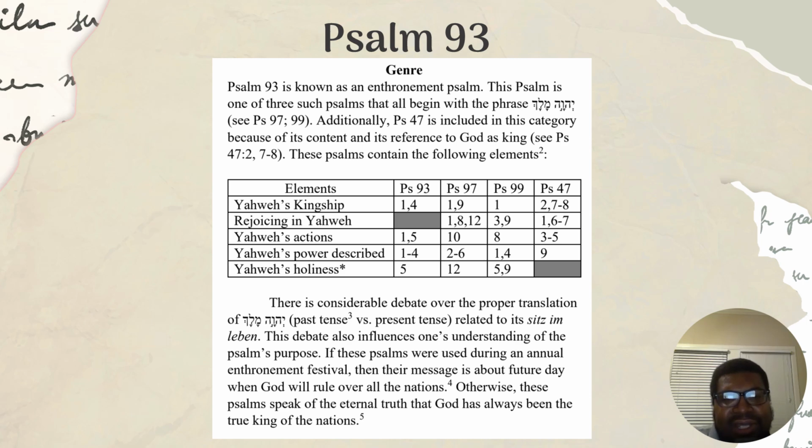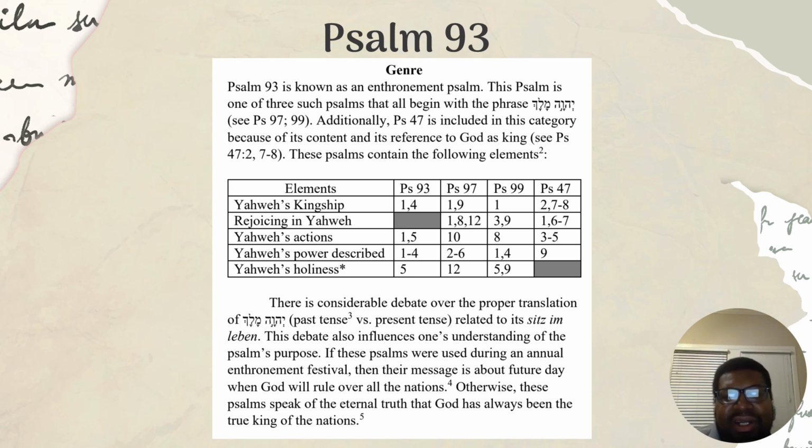So what I did is I just compared all of them, because most scholars were saying that they're all in the same category. And what I noticed is that they have 1, 2, 3, 4, 5 elements that they share in common. So they all talk about Yahweh's kingship. They all rejoice in Yahweh. They are focused on Yahweh's actions, on his power being described, and they have an emphasis on his holiness. But notice here, as I have in the blanks there, as I say all of them, generally speaking, Psalm 93 doesn't talk about rejoicing in Yahweh, and Psalm 47 does not talk about Yahweh's holiness.